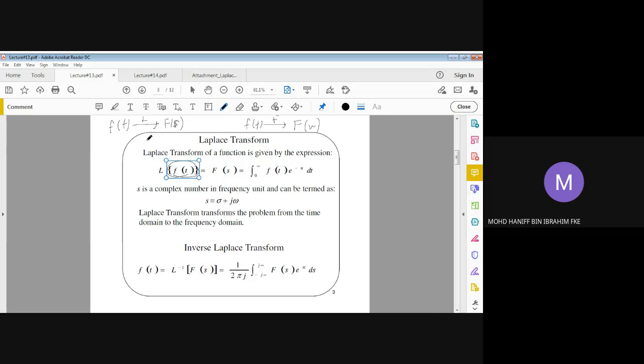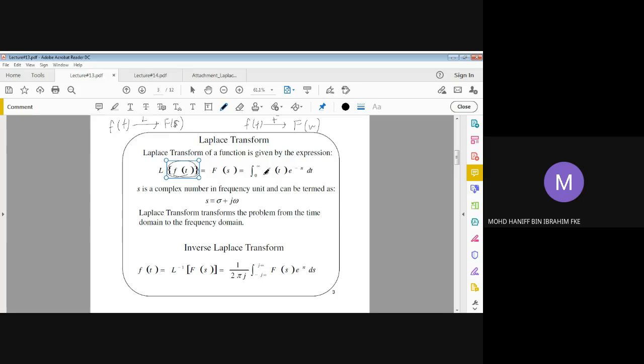Basically, Laplace transform is quite similar in terms of concept to the Fourier transform, in which it is used to transform a time domain function to a frequency domain function, from time domain to frequency domain. So that is the purpose of having a Laplace transform and also Fourier transform.